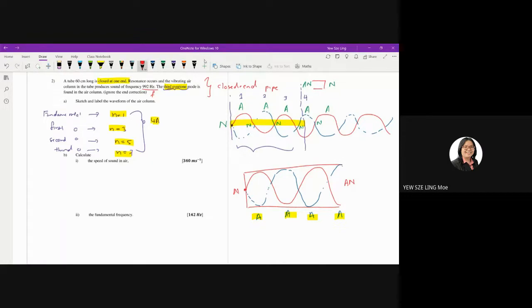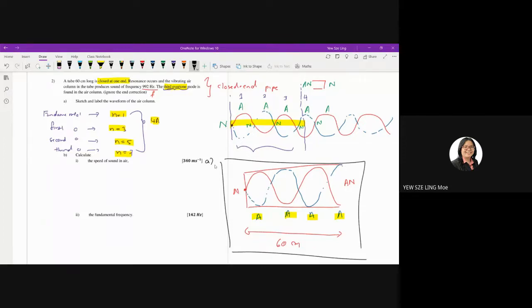So again, don't forget to label the lengths because you are given the value. The length from the closed end towards the open end is 60 cm, or you can label it as 0.6 meter. It's up to you. So this is the answer for question A.